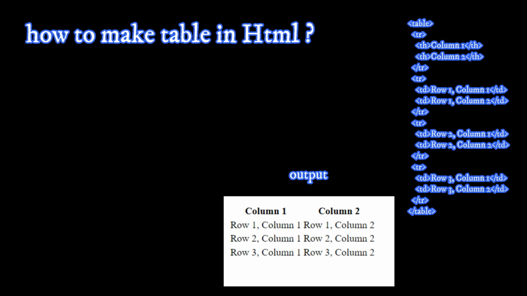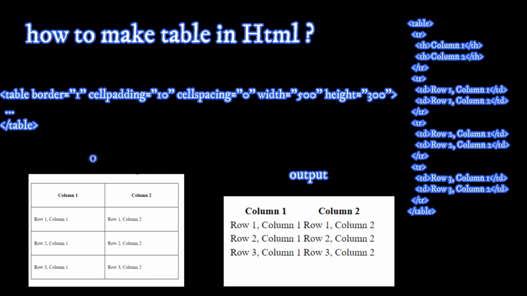You can also add additional attributes to the table and its associated tags to control the appearance and behavior of the table, such as border, cellpadding, cellspacing, width, and height. For example, in this example, the border attribute adds a border around the table, the cellpadding attribute adds padding to the cells, the cellspacing attribute adds space between the cells, and the width and height attributes set the dimensions of the table in pixels. How to change text color in HTML?